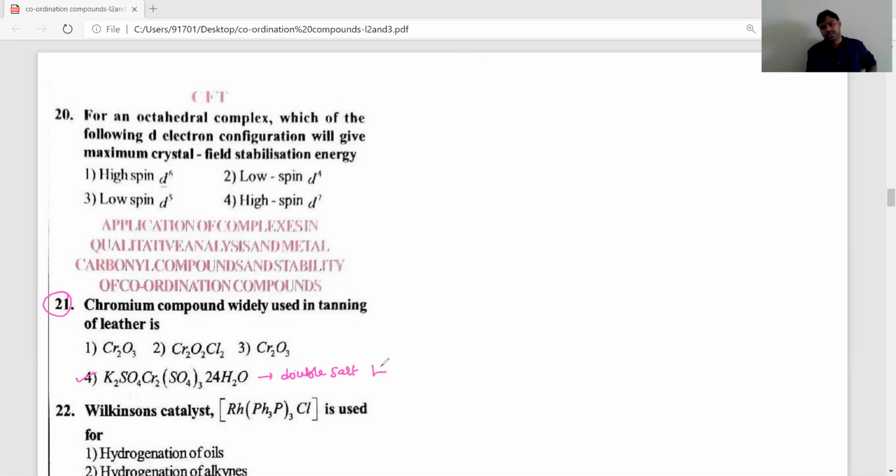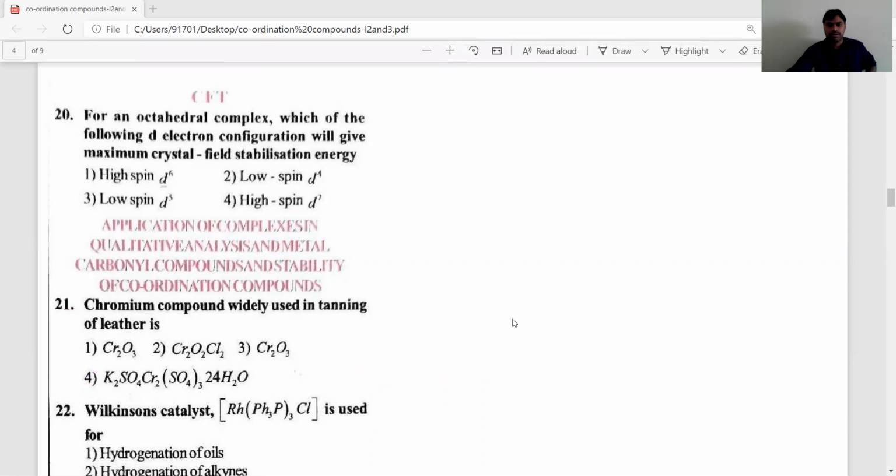Like potash alum, K2SO4·Al2(SO4)3·24H2O. This salt is used for the tanning of leather, cleaning of leather. Next, Wilkinson catalyst, triphenyl phosphine rhodium chloride, is used for the hydrogenation of double bonds, isolated double bonds. It is used for the hydrogenation of isolated double bonds.